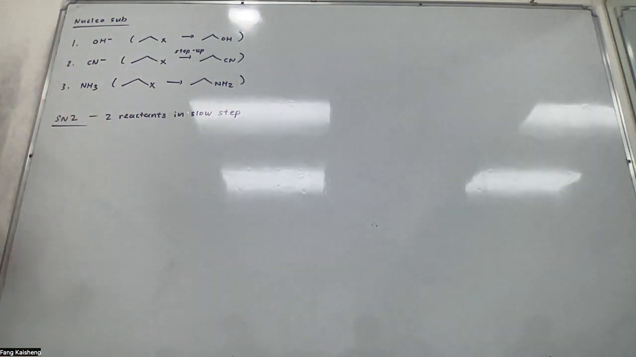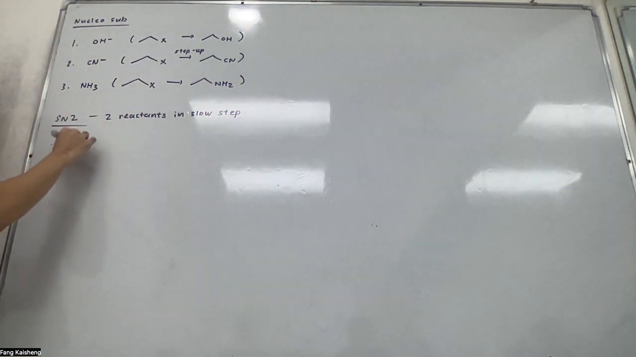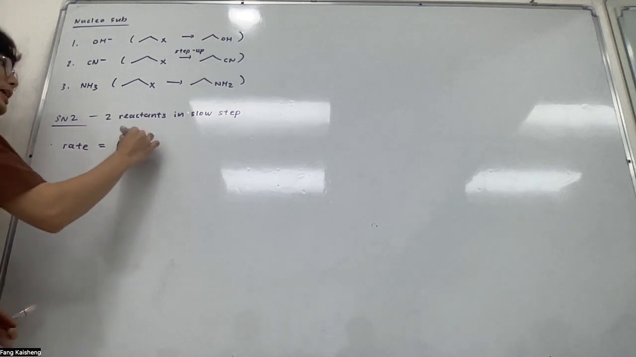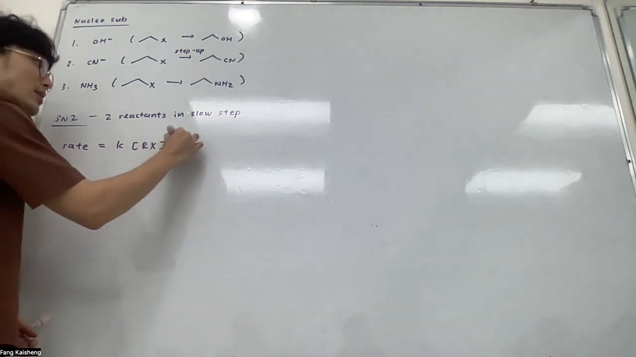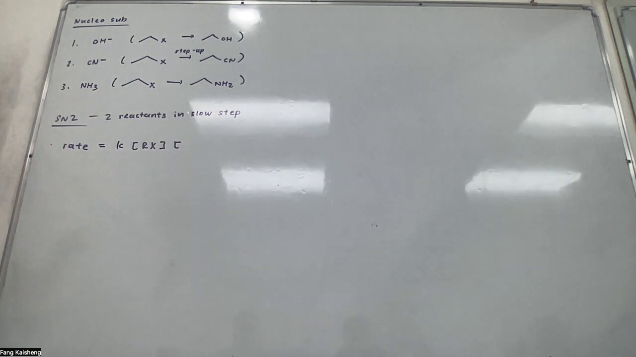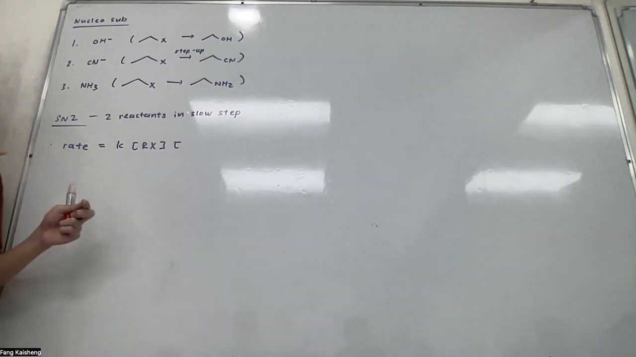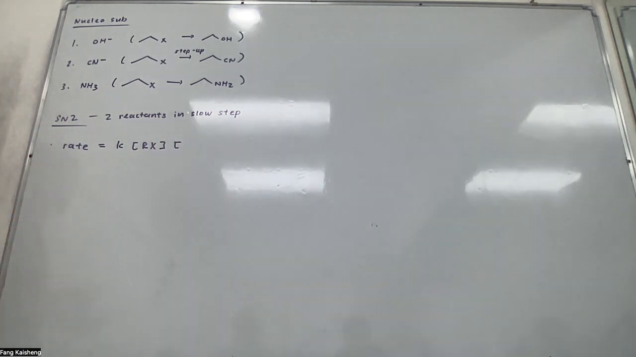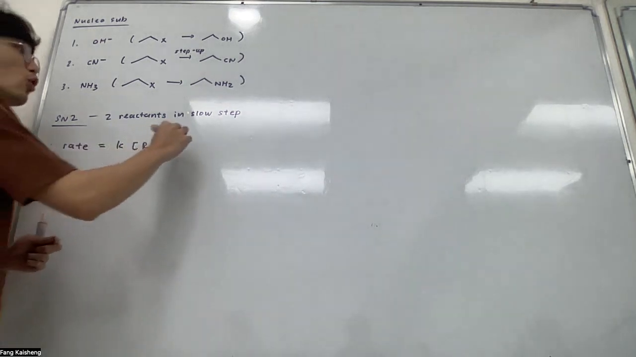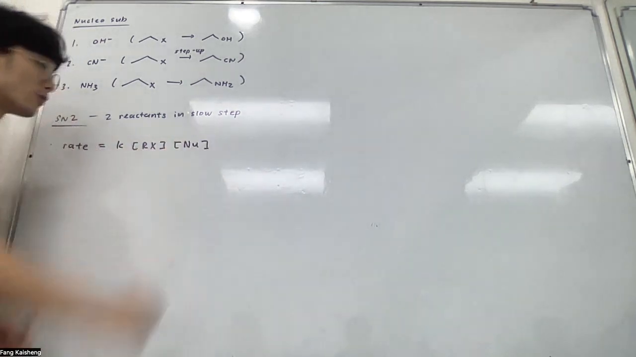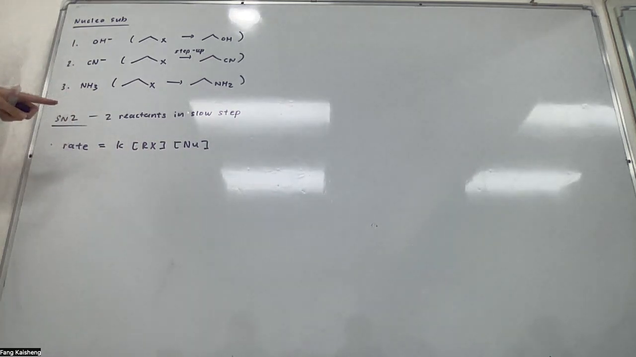That's why there is kinetics involved. The rate equation is k times haloalkane times, what's the other thing? What's the other reactant also involved? The nucleophile. Nu stands for nucleophile. So the nucleophile here will affect the rate. Later there will be one question regarding this. We will see.